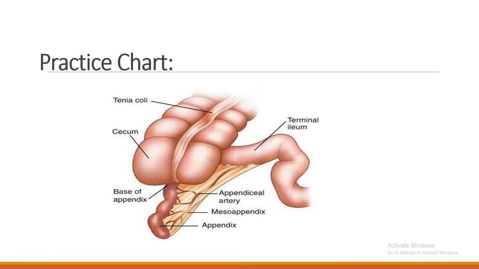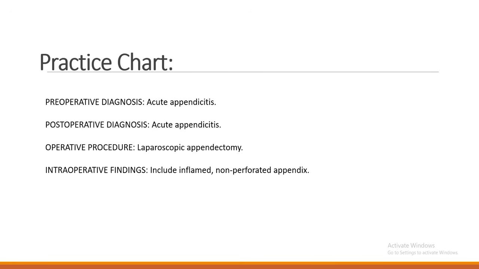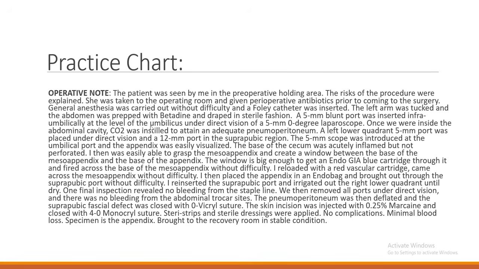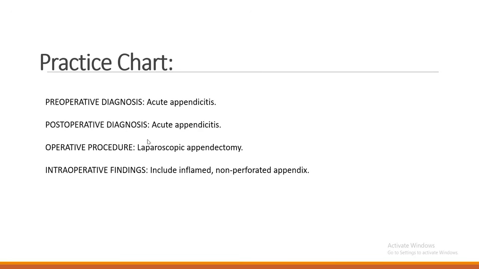Here our preoperative diagnosis is acute appendicitis. So what is appendicitis, guys? Anyone knows? Inflammation of the appendix. Yeah, perfect. So the patient has acute appendicitis, and the patient is going to undergo a laparoscopic appendectomy.